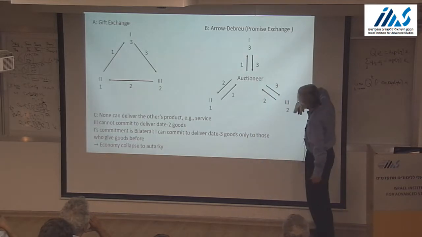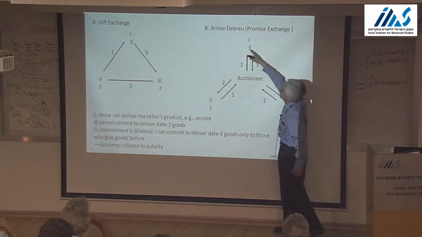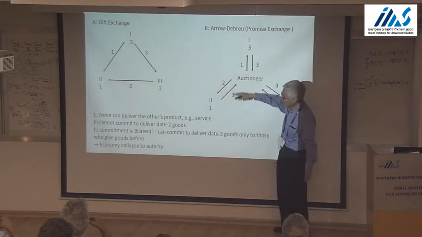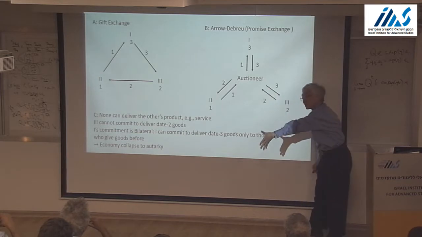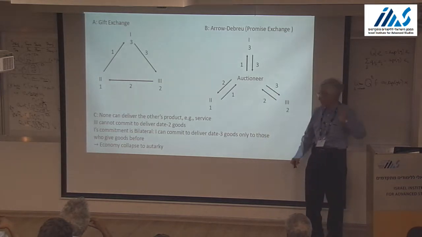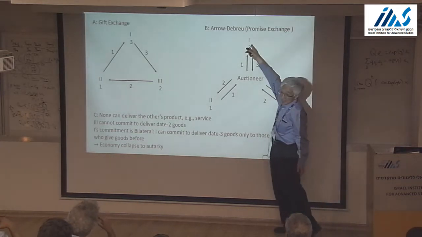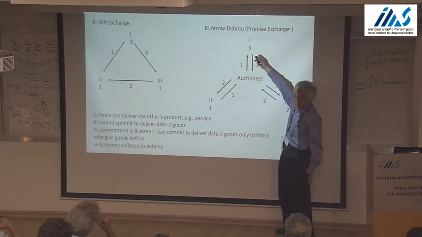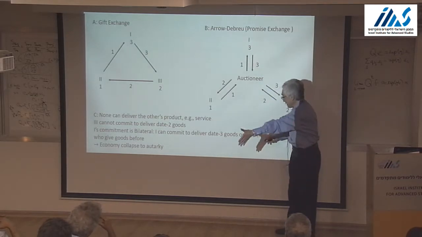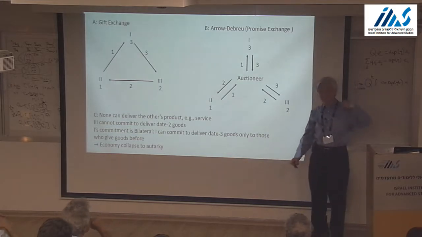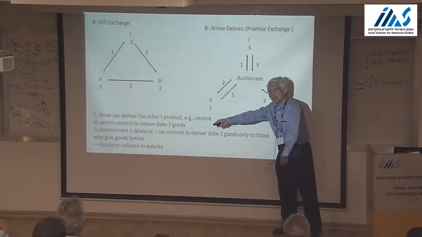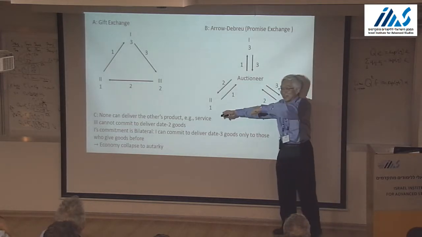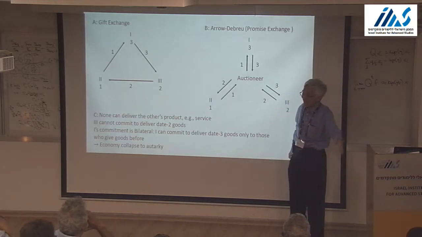Not only is type three hopeless, but also type one, who is semi-reliable, can commit to deliver only to the people who give the goods first. So the type one agent can produce at date three, but only to the person who provided the goods first, at date one. This is called bilateral commitment. If you lend me money, I will repay you, but I'm not going to repay somebody else.